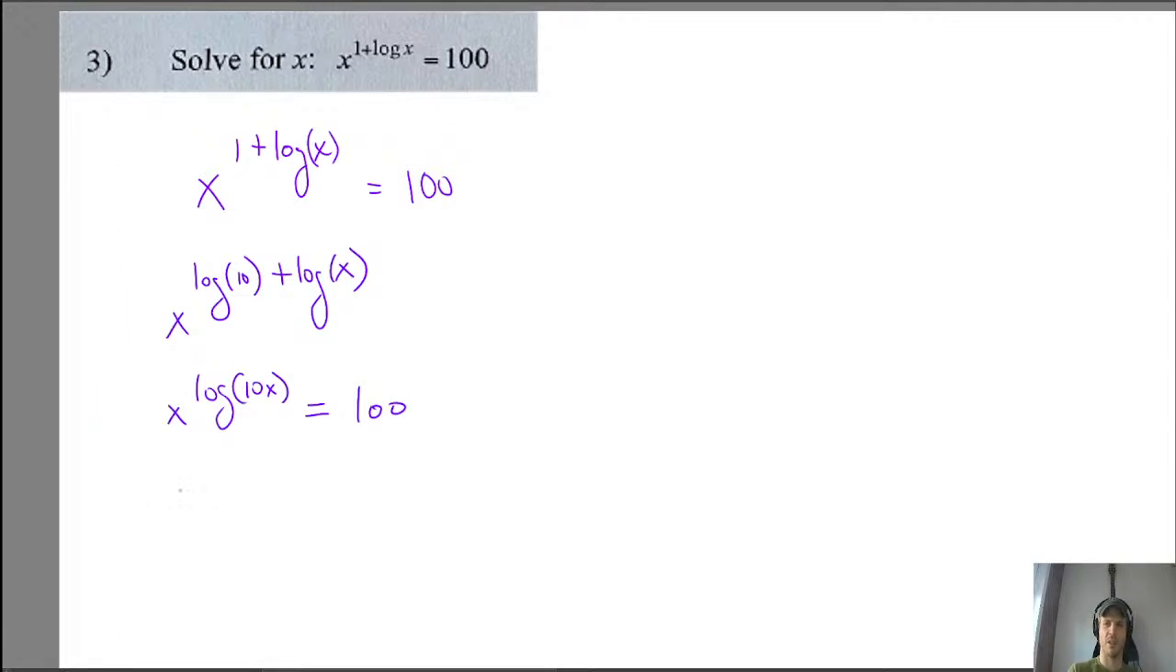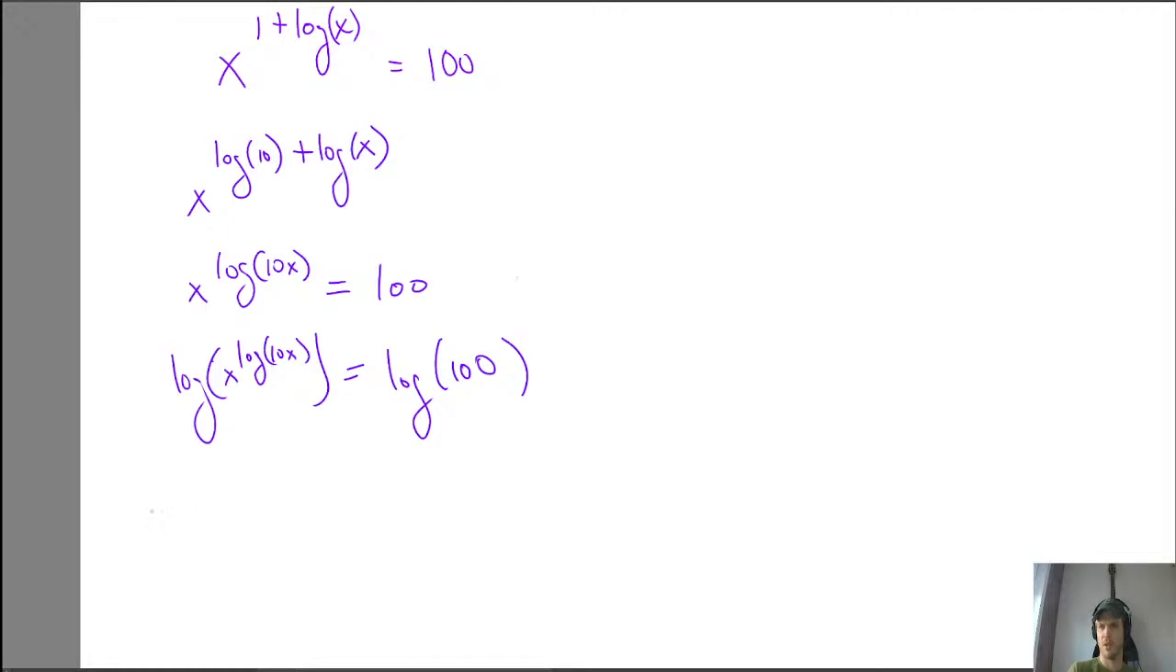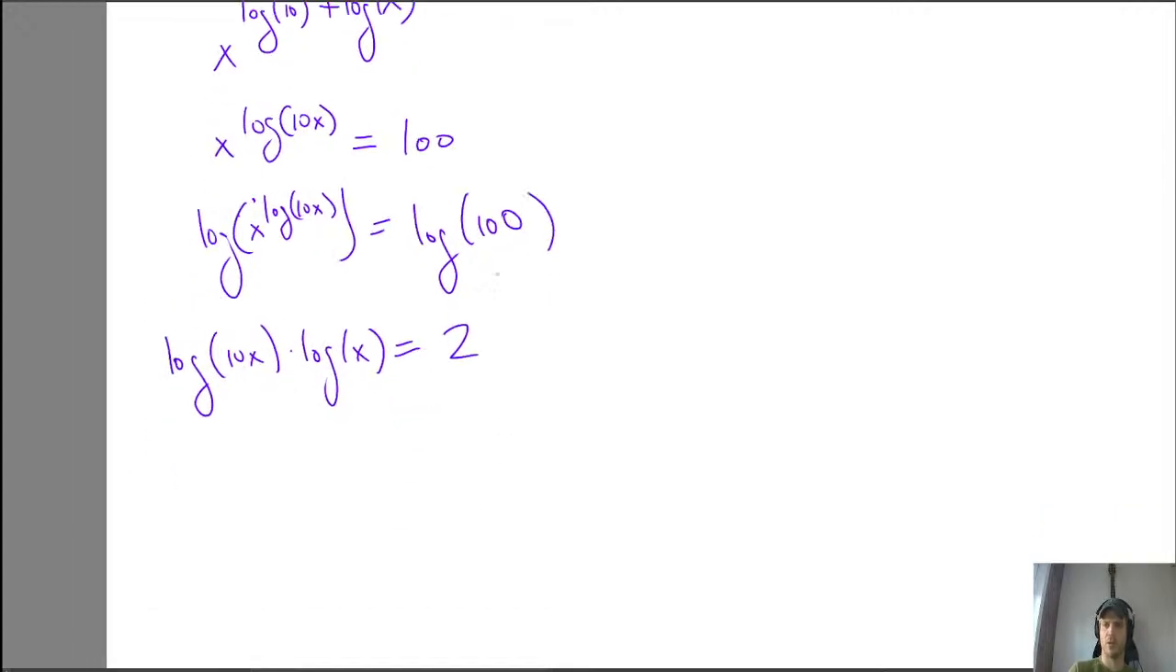Okay, so then I think we just need to use the log of both sides, so log of x to the log 10x equals log of 100, which is 2. And then this is log of 10x times log of x. Here I use the power rule to bring that down. Equals 2. That should be 2.